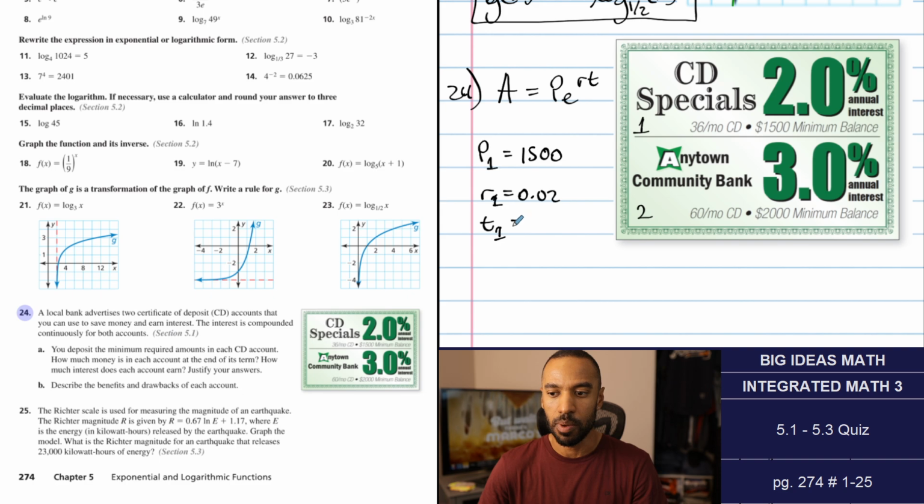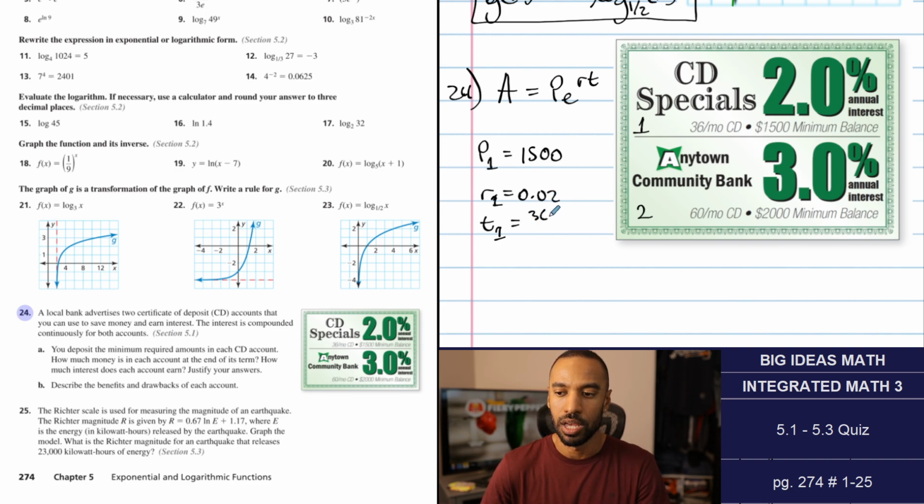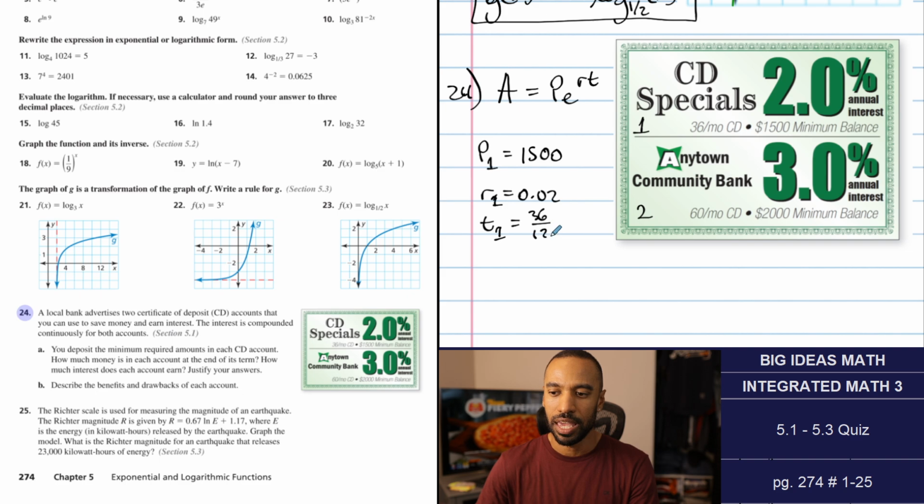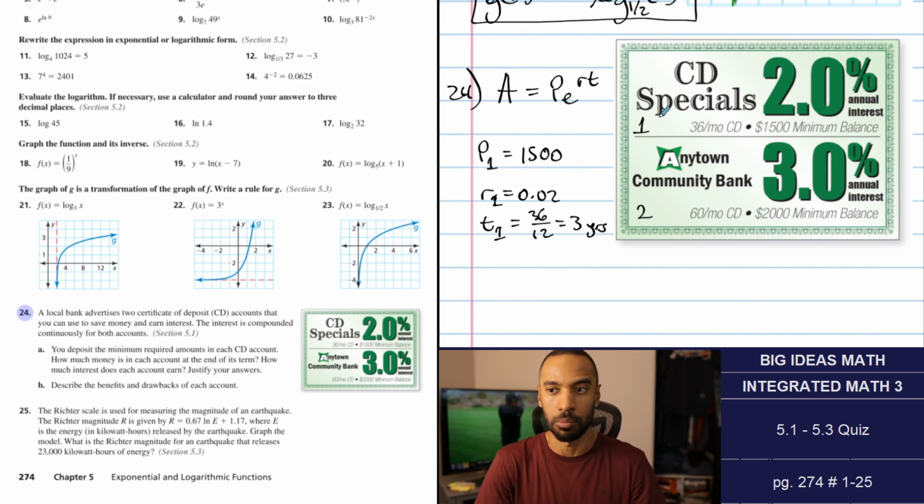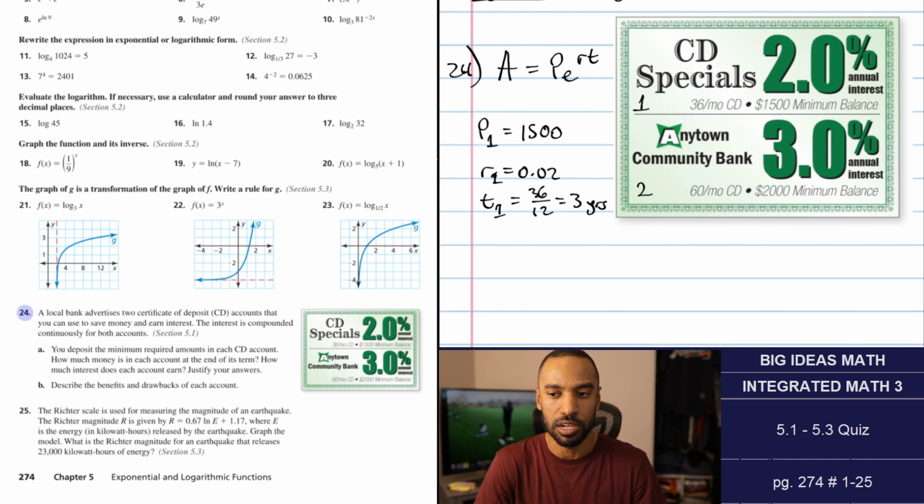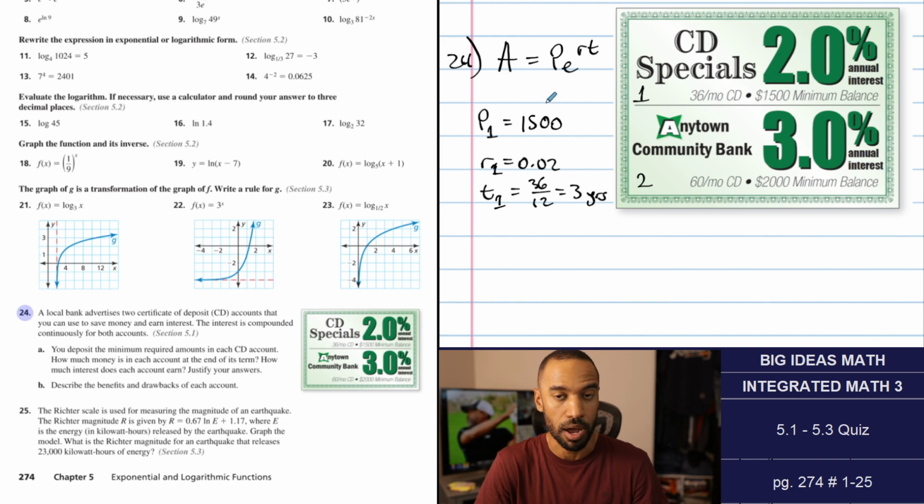The time is 36 months, but you do not do time in months. You do it in years. So 36 months over 12 is 3 years. So T is 3. It's not 36. The book never did address that. Maybe it did in the formulas, but it never did problems with it.